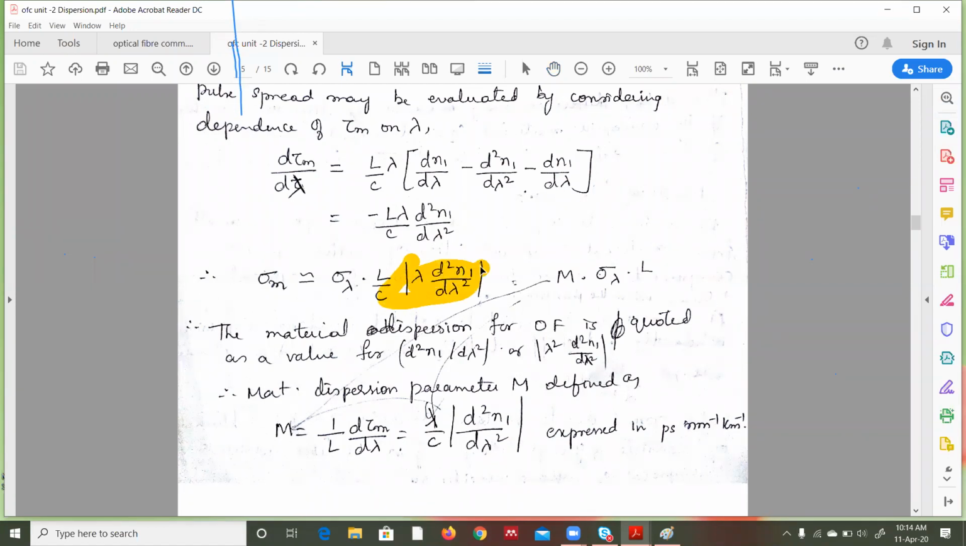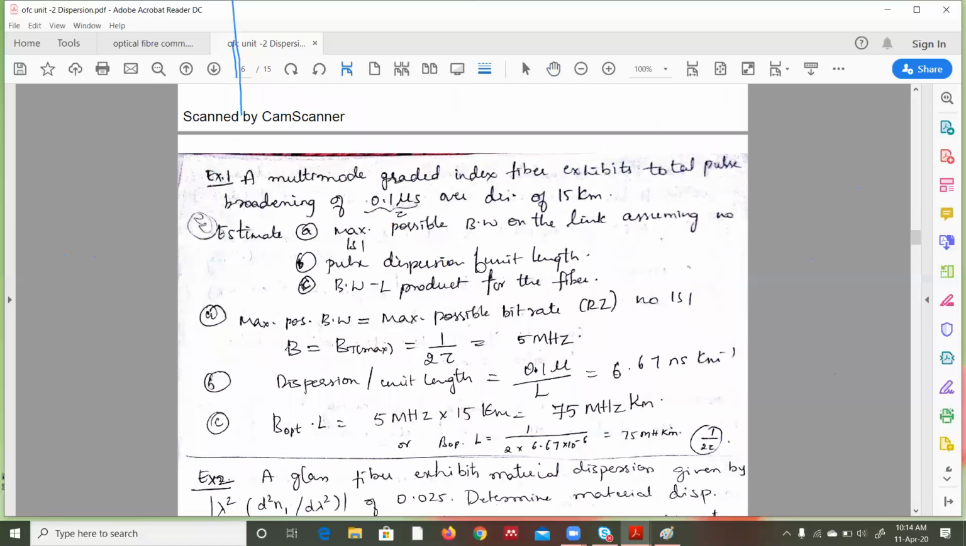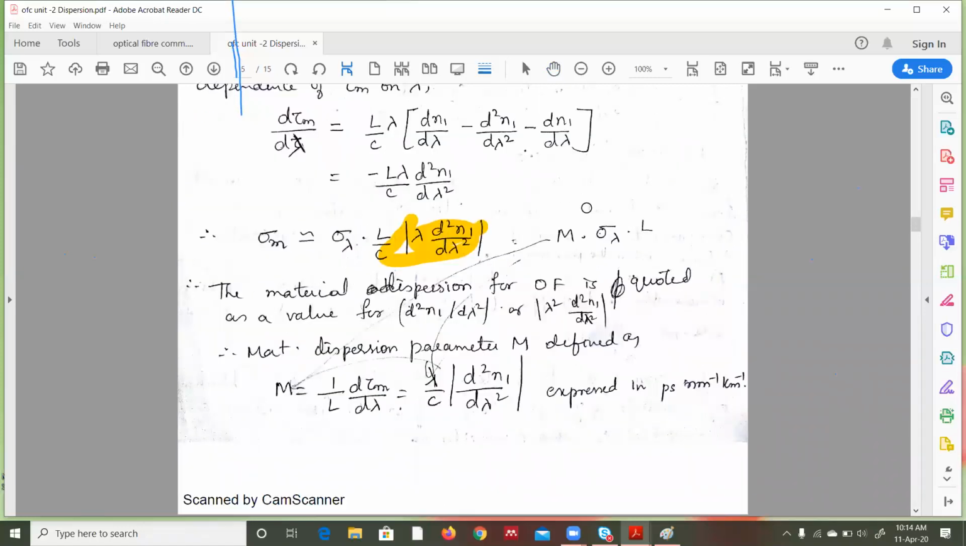Okay. So this part is now represented as capital M. So what happens to sigma M now? Sigma M will be sigma lambda into M into L. So you can see sigma M is sigma lambda into M into L.